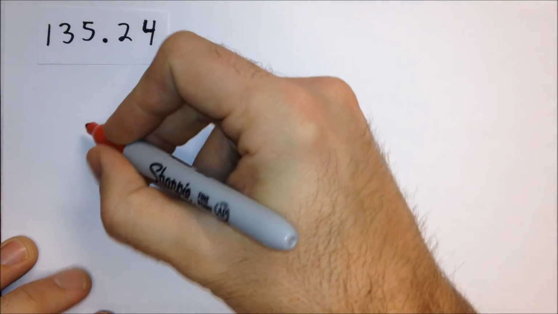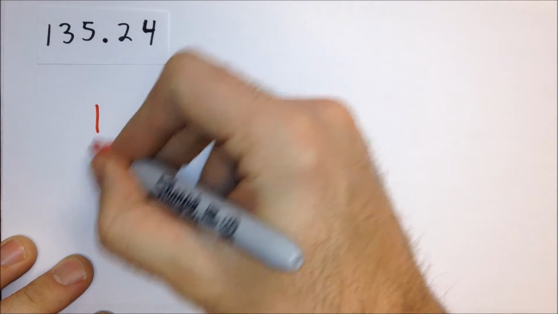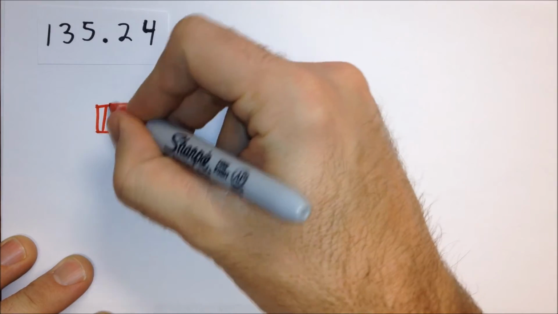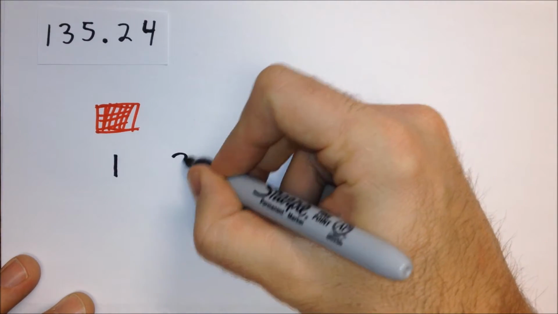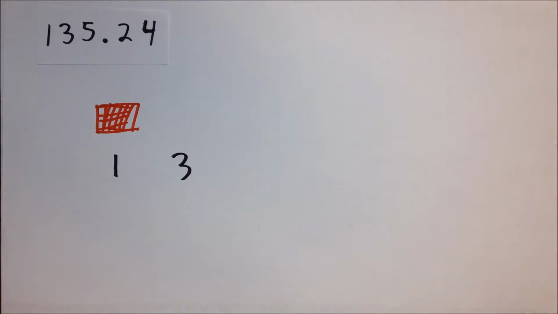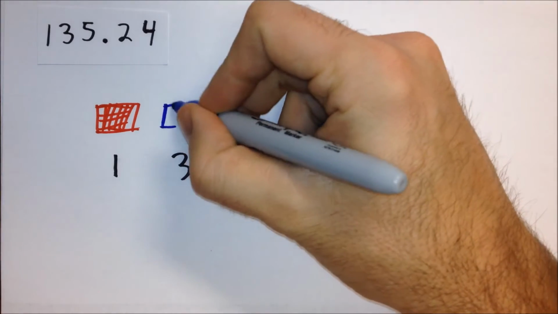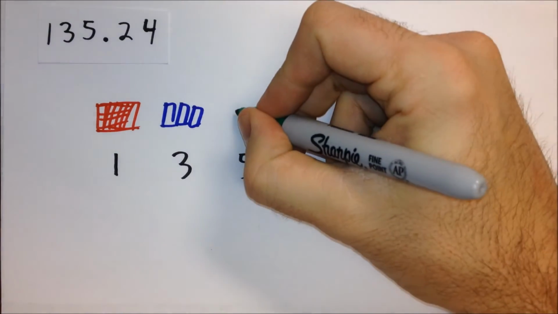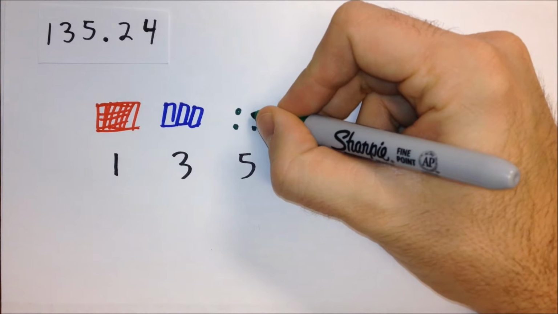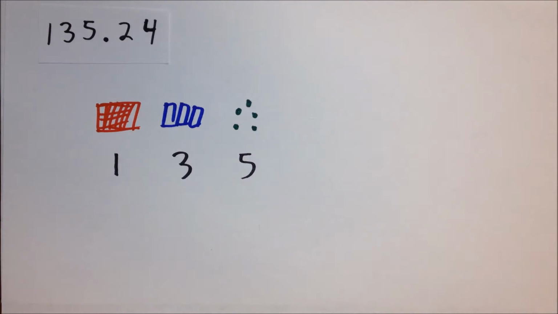And going back to our representation, what we might see is that our 1 means we have 1 block of hundreds. So here's my 100 block. Our 3 means that we have 3 of these 10 blocks. And our 5 means that we have 5 of these 1 blocks. So I'll just put dots here. So that was our number, 135.